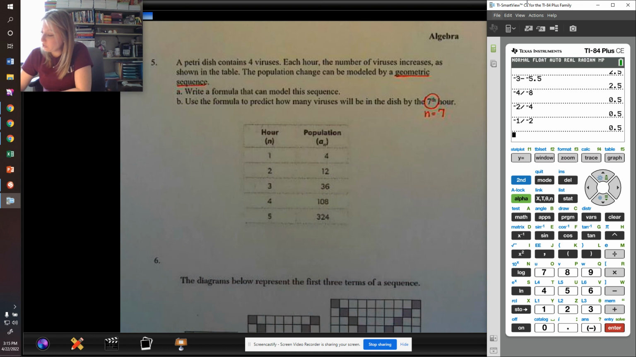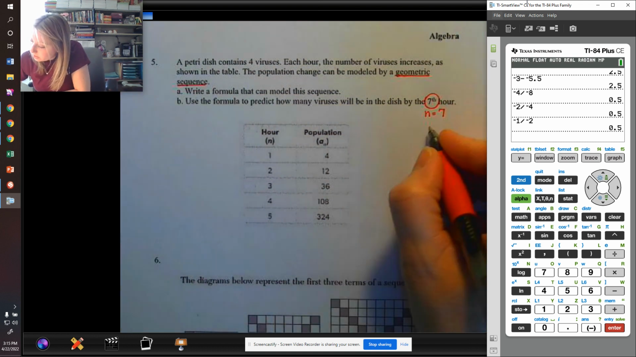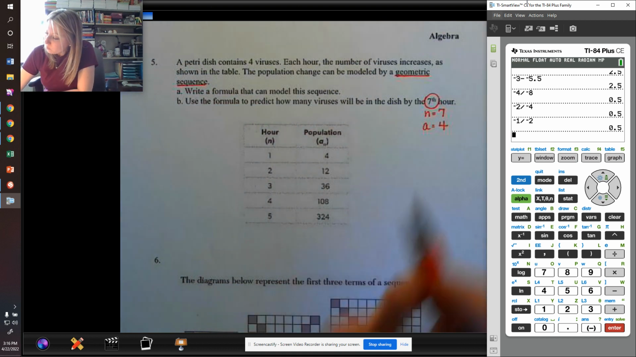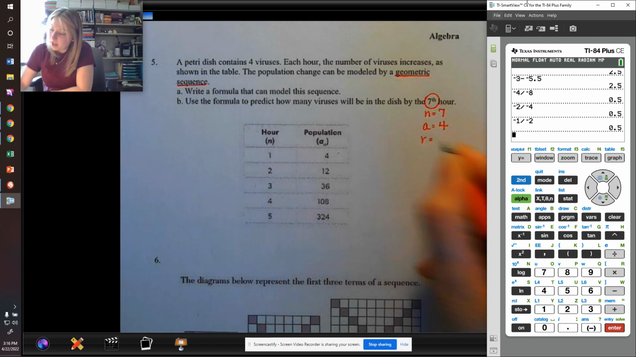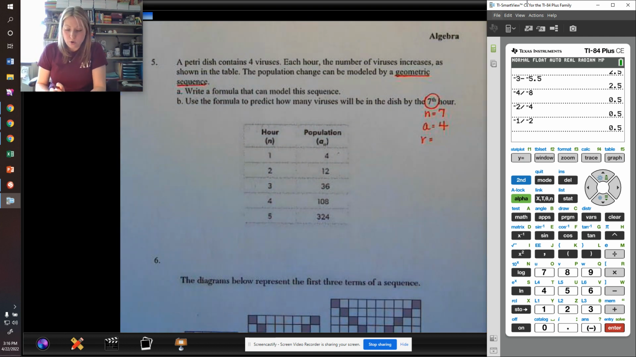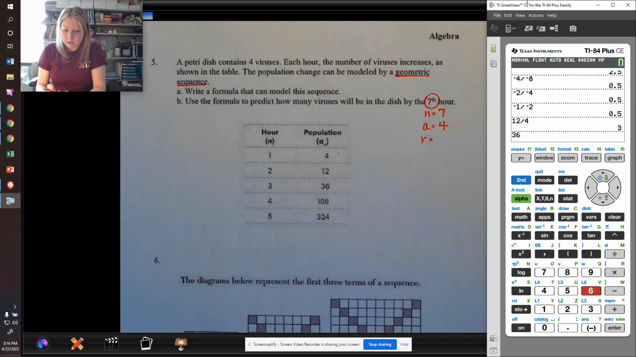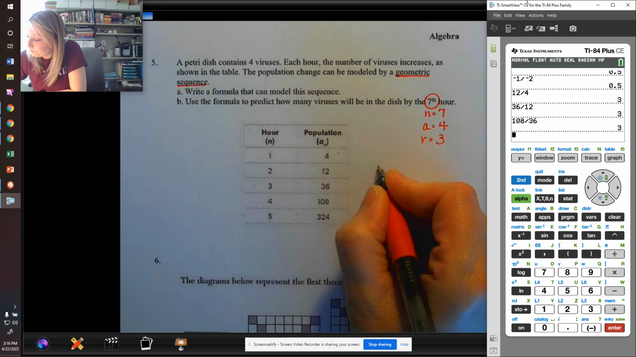Okay, so let's give this a shot. Our A value is 4. We know it's geometric, so we know we need an R value. So let's figure out what that is. So 12 divided by 4 is 3. 36 divided by 12 is 3. 108 divided by 36 is 3. So it looks like our R value is 3. So let's plug this in.